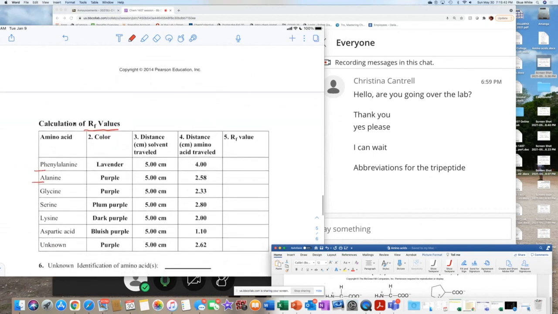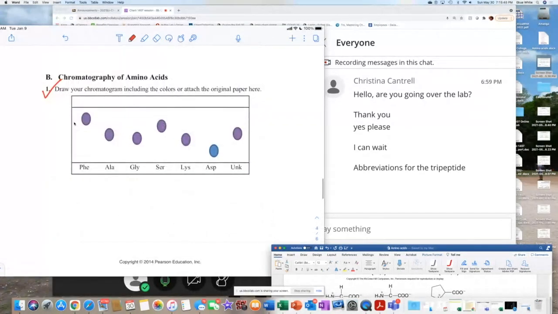So yeah, this right here is a chromatogram that is used to essentially separate mixtures. Okay, it can be used to separate a mixture, it can be used to identify an unknown. In the context here, it looks like we're using the chromatogram to identify an unknown. And so we're looking at phenylalanine, alanine, glycine, serine, lysine, asparagine. So these are the known amino acids. These are all known amino acids. And then we have an unknown.